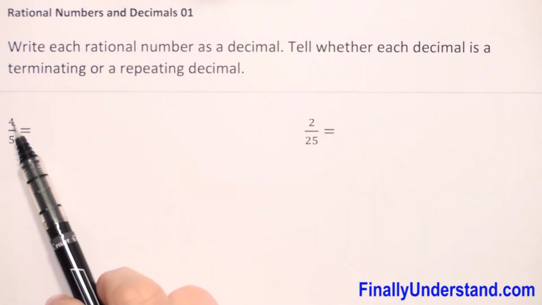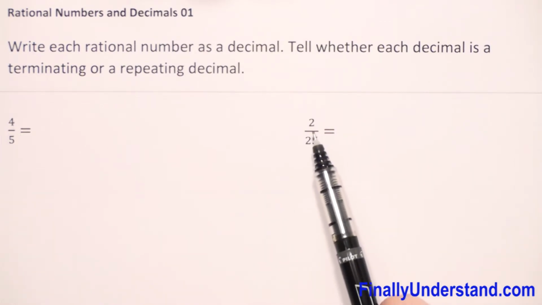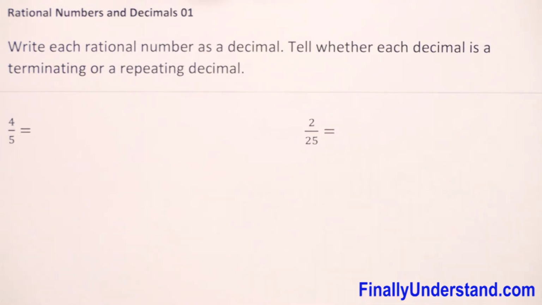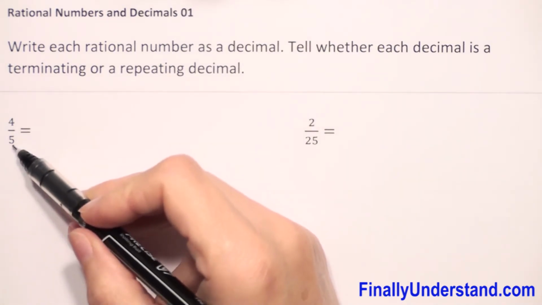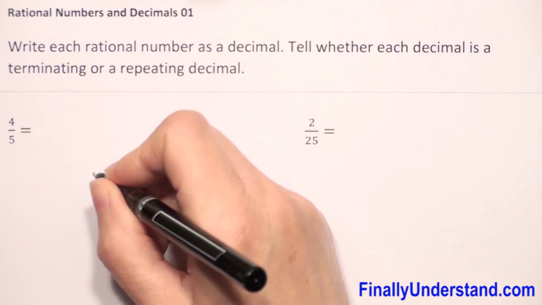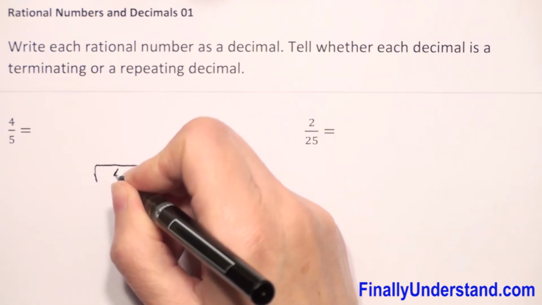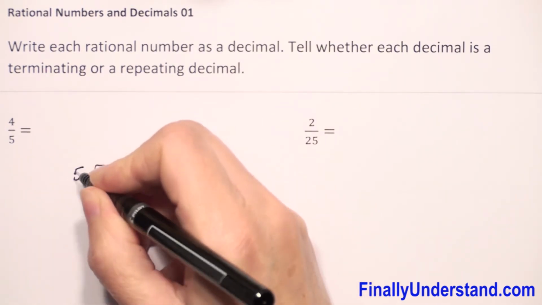In the first example, we have 4 and 5. In the second, 2 and 25. First, we have to change them to decimals. How do we do this? We will use long division. We have to divide in the first example 4 by 5.